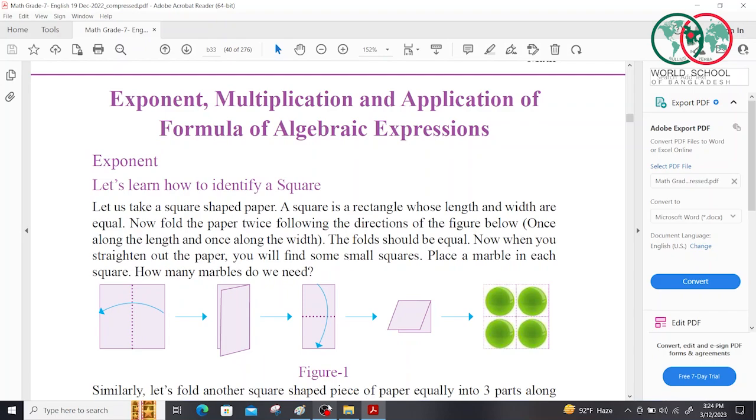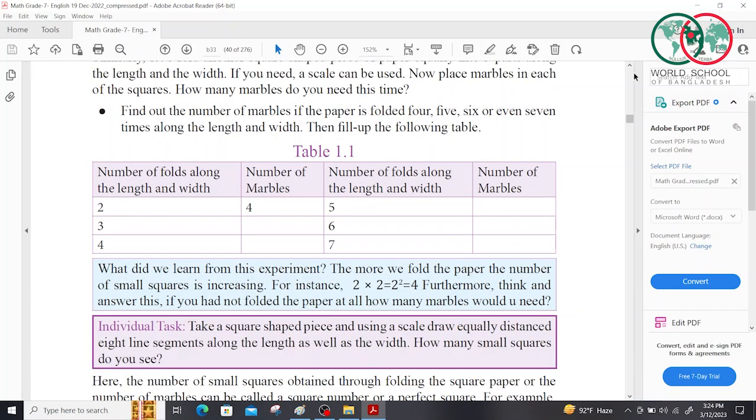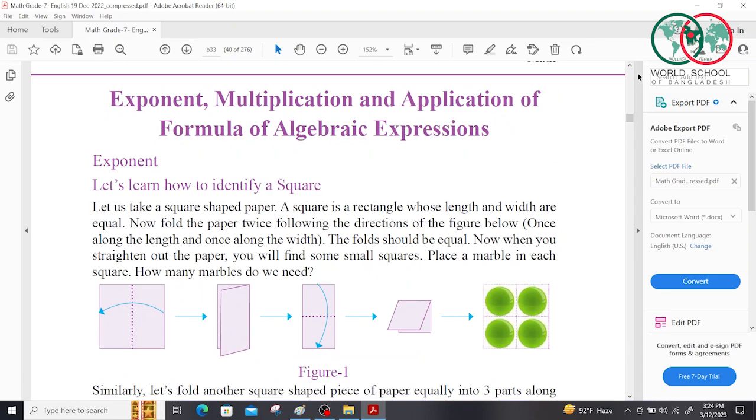Today we will start chapter 2 of class 7, which is exponent, multiplication and application of formula of algebraic expression. How to identify if a piece of paper is a square or not. So if we fold a paper in equal parts and we count the number of boxes, okay, let me show here.